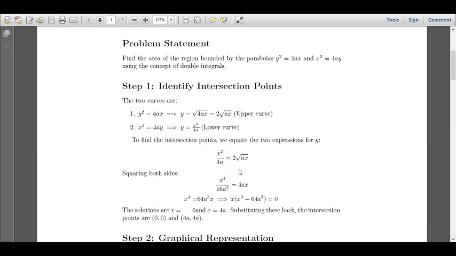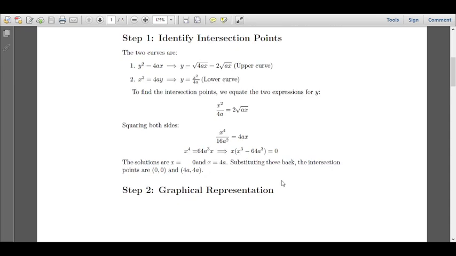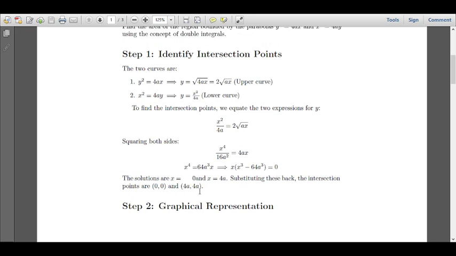Since x square by 4a equals 2 root x, squaring on both sides we get x power 4 by 16a square equal to 4x. That means x power 4 equals 64a cube x. Taking x common, x into x cube minus 64a cube equals 0. The solutions are x equal to 0 and x equal to 4a. Substituting these back, the intersection points are (0, 0) and (4a, 4a).